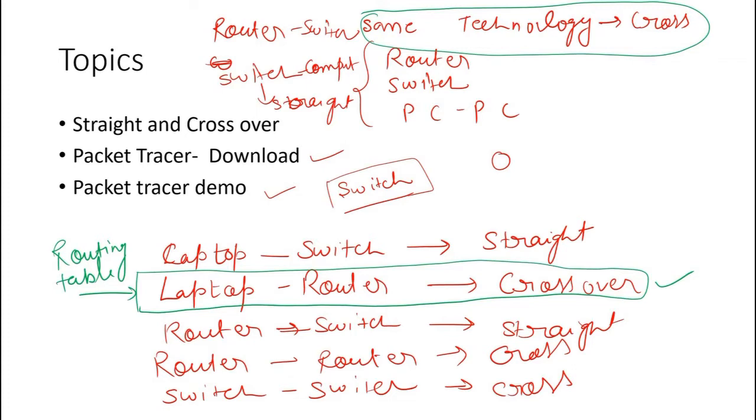No, the router is not having the MAC address table. Only, but laptop is having a MAC. Yes, it is having it. It can have both of them. It can have MAC address table as well as the routing table. So that's why it's a similar technology. Thank you. So that's why we use the crossover cable.